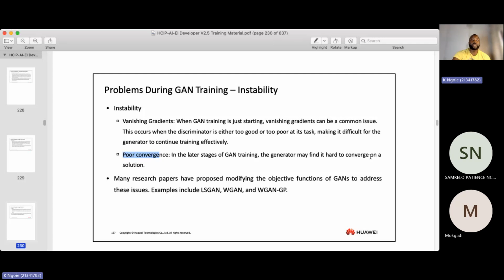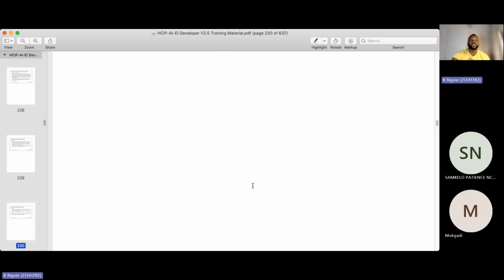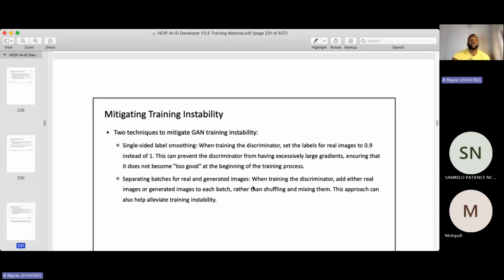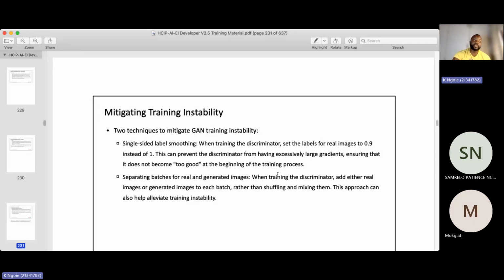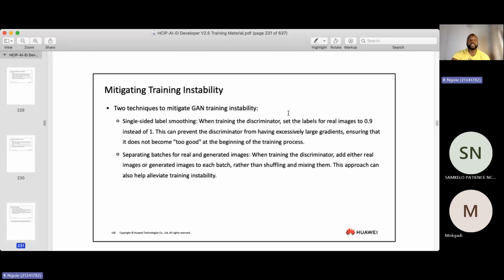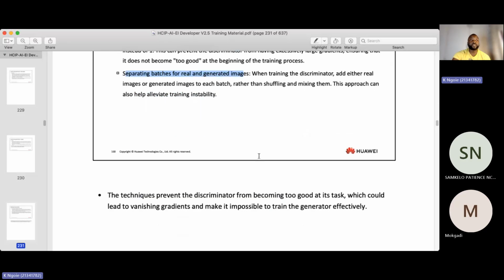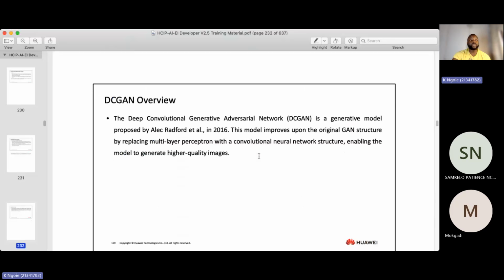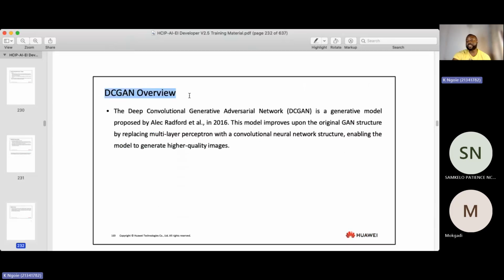A poor convergence can also create instability. So when we're trying to mitigate these training instabilities, we can use 2 techniques: single-sided label smoothing, or separated batches of real and generated images. And then we can use different structures such as the DCGAN. The DCGAN is the deep convolutional generative adversarial network, one of the most important and influential architectures in the evolution of GAN.